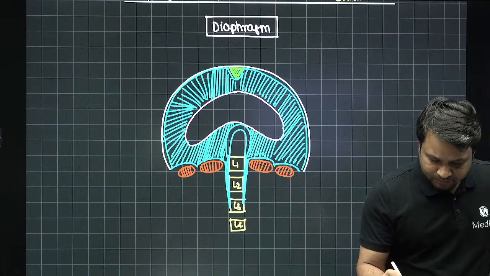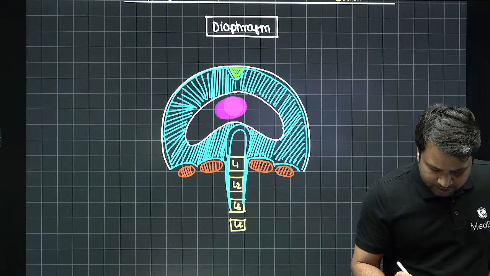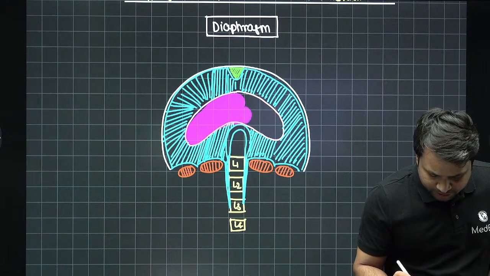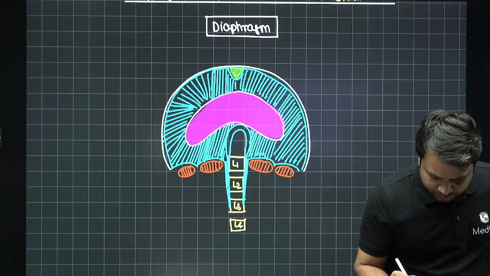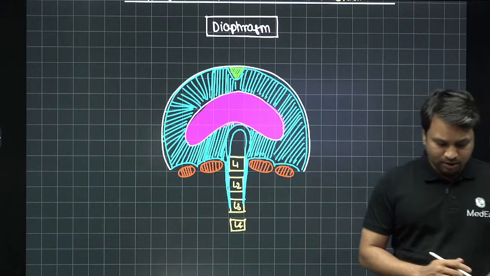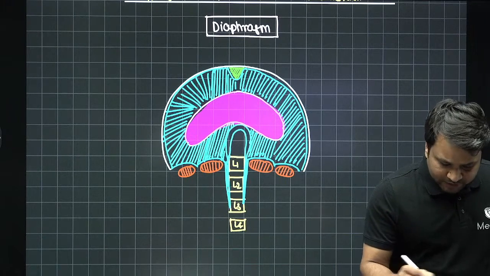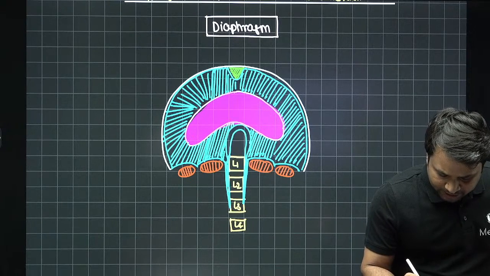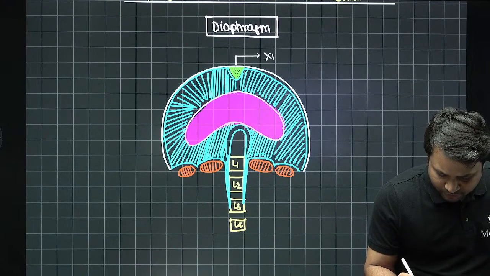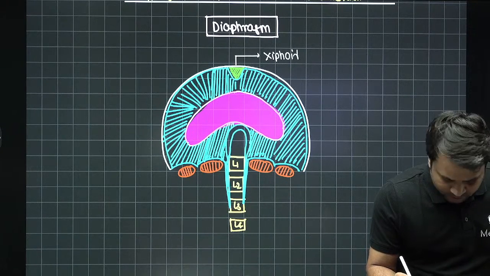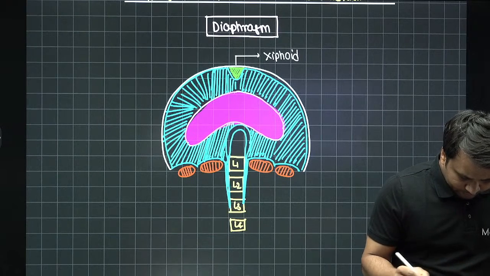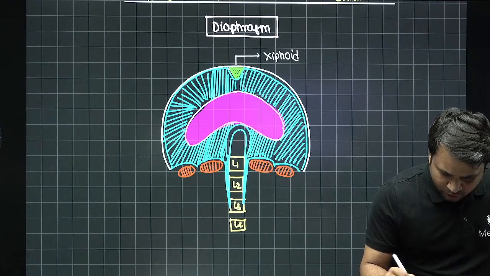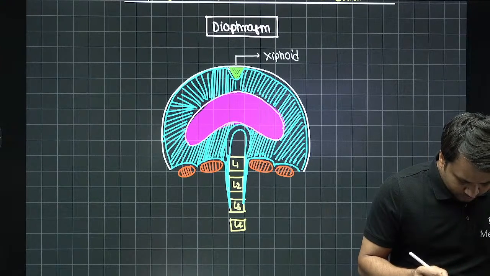Dead in the center, as I told you, we will have the central tendon. So this is the central tendon which is present across here, right? Just for the sake of understanding, if I label them across, the anterior most is going to be the xiphoid. The attachment here in the diaphragm, we call the sternal portion of the diaphragm.